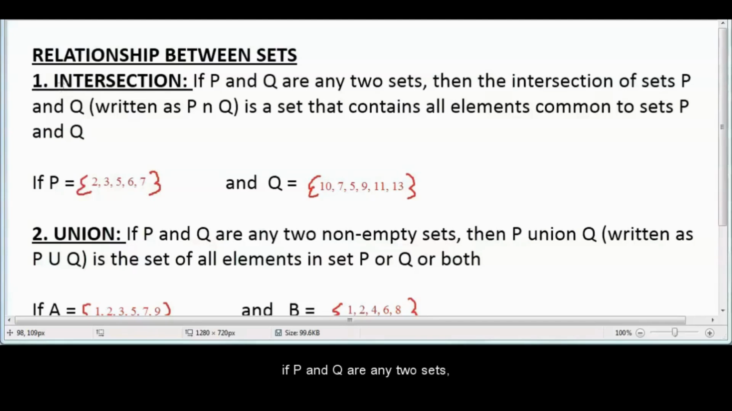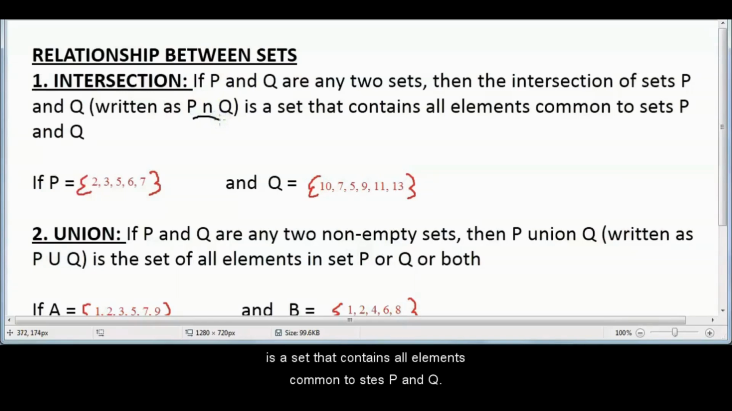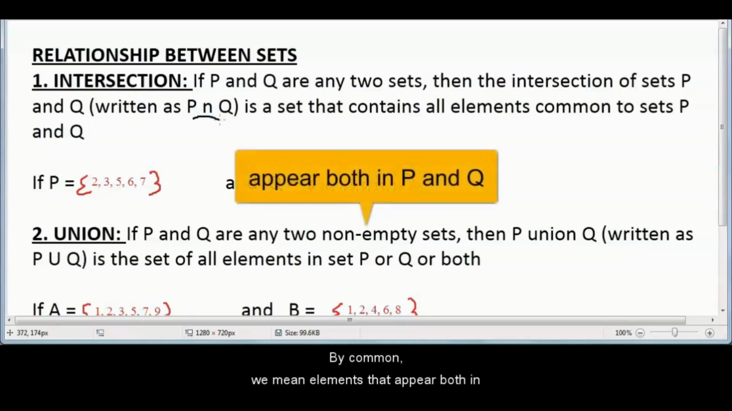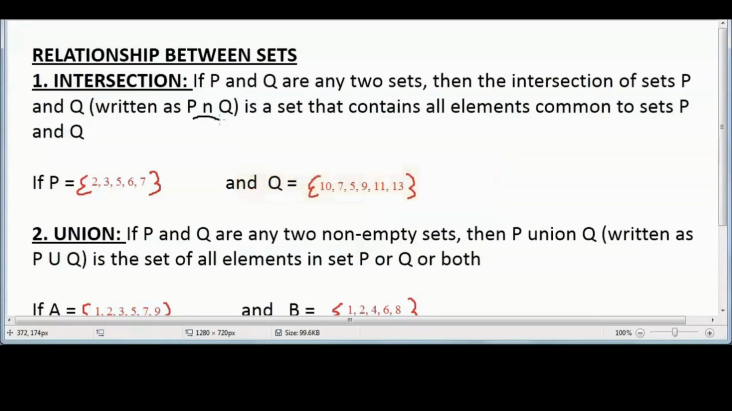If P and Q are any two sets, then the intersection of sets P and Q, written as P intersection Q, is a set that contains all elements common to sets P and Q. By common, we mean elements that appear both in P and Q. Let's see further what we mean by that.